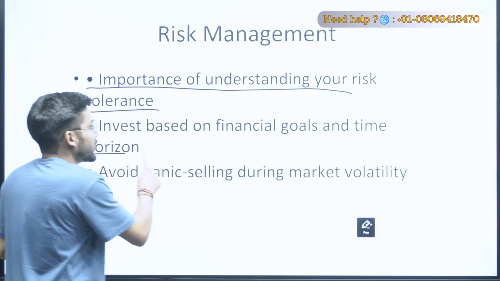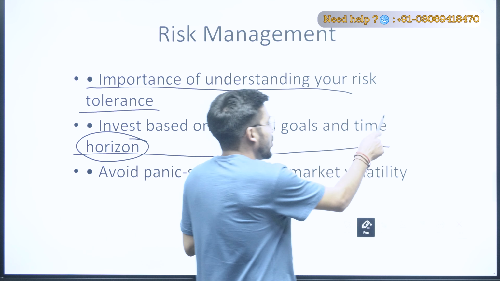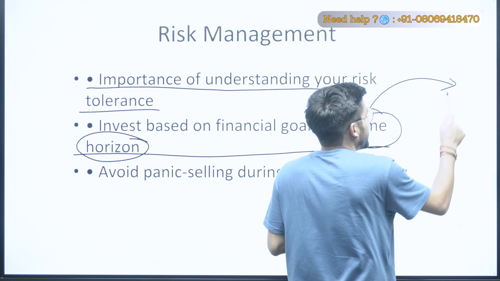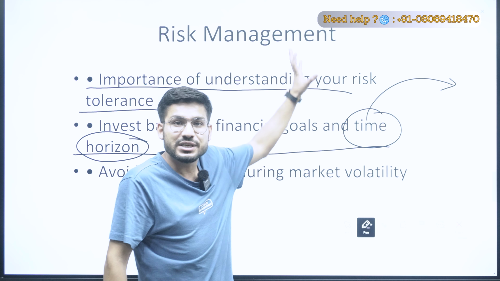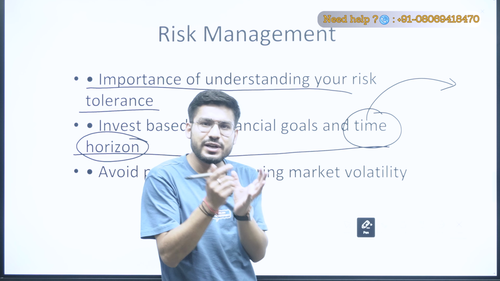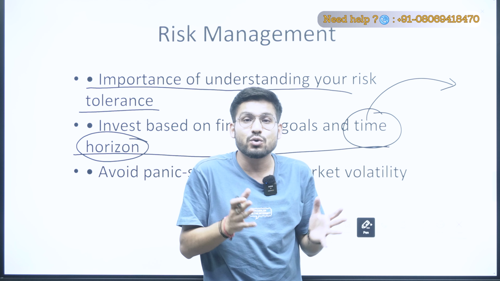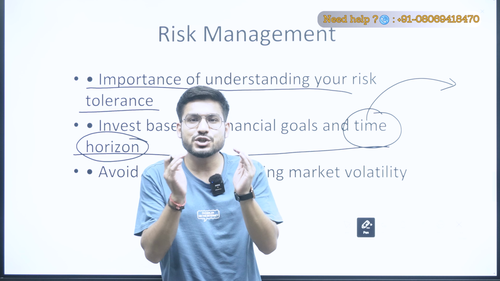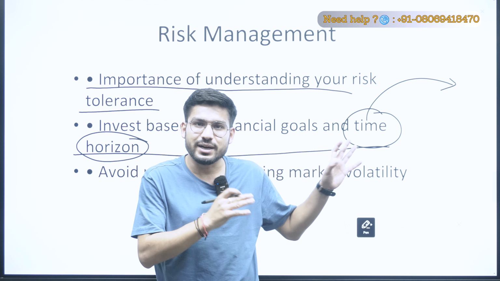Now, invest based on your financial goals and time horizon. Time horizon means goals. For example, you are investing for your retirement, so your time horizon is big, like 30 to 40 years. Even if you are investing a lower amount but for a greater time period, it will give you good returns. But when you are going for a shorter time frame, you should invest a little more than that.